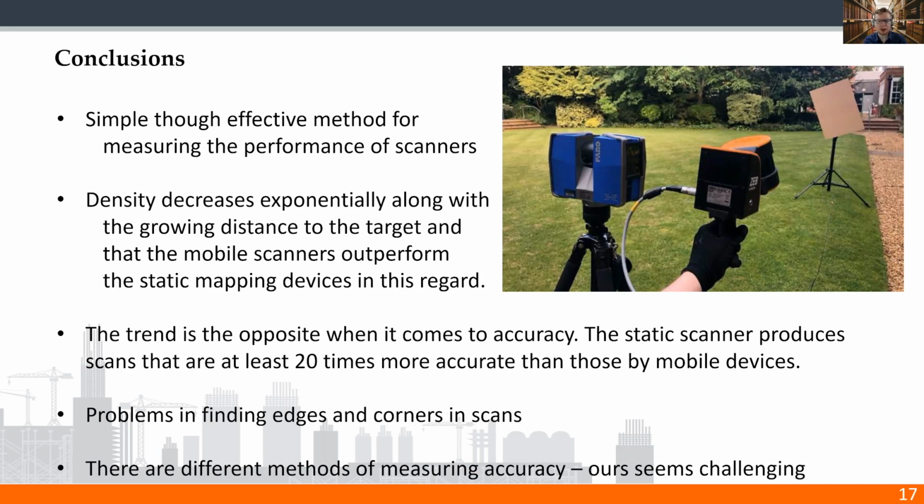We also conclude that the combined fact that the density and accuracy decrease along with the distance to the target heightens the problems in finding edges and corners in scans, forcing the user to guess their exact position. Finally, in this paper, we're investigating measuring accuracy and density using a target of known dimensions at a growing distance, which is one of many approaches to the accuracy measure. Our method, presented in this paper, although relatively simple, seems to be quite challenging, particularly for mobile mapping devices.